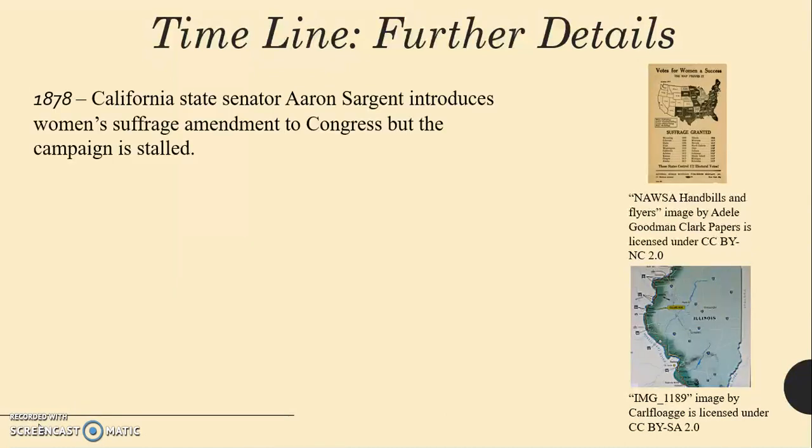Next, we're going to go into 1878. California State Senator Aaron Sargent introduces the Women's Suffrage Amendment to Congress, but it's kind of tossed to the side. They don't really pay much attention to it. It's not really regarded in high regard and given much importance like it should have been.